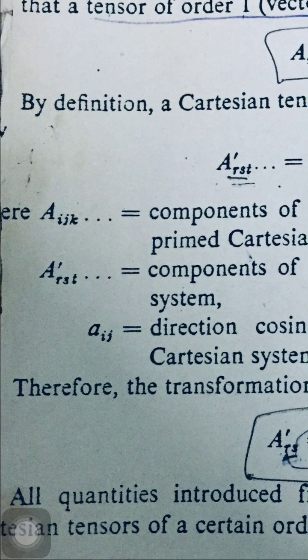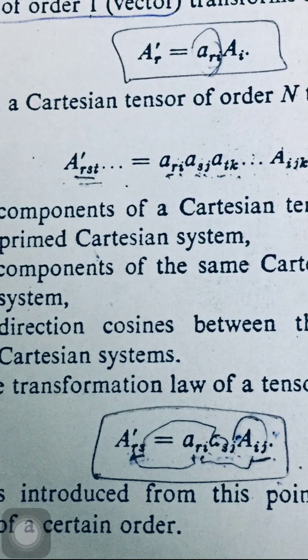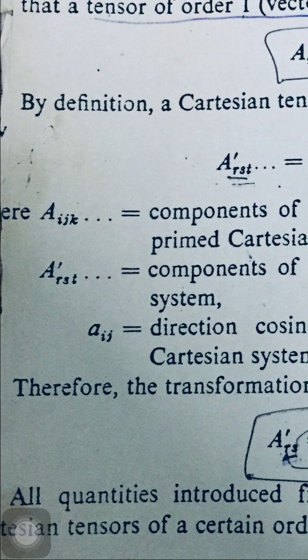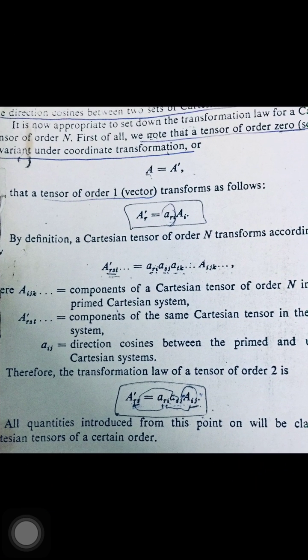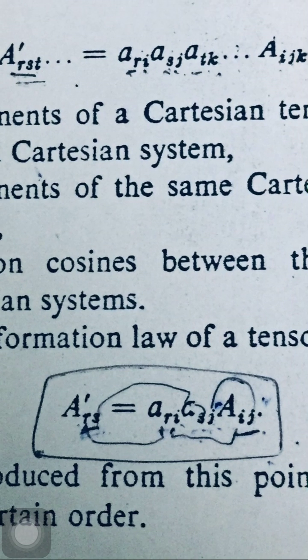Okay, these are defined like this: Aijk is the component of a Cartesian tensor of order n in an unprime Cartesian system, but in the dash system it is the component of the same Cartesian tensor in the prime system, and small aij are the direction cosines. So therefore, this is important: the transformation law of a tensor of order 2. The first is the order 1 vector law, second is the transformation law for second order. So we have two components of aij here, ar dash.